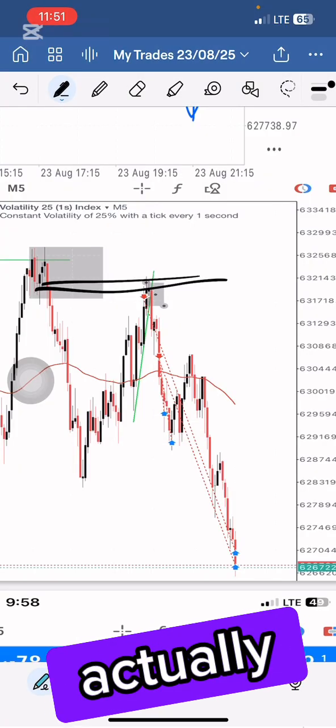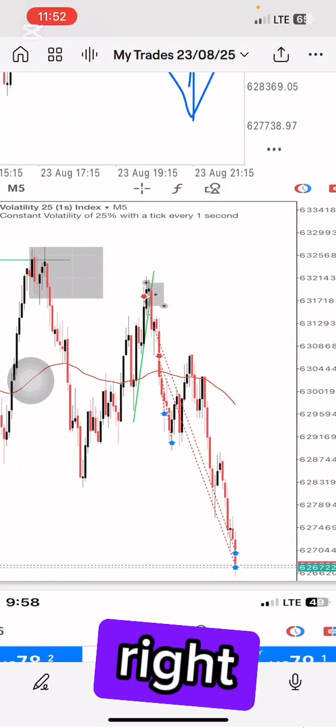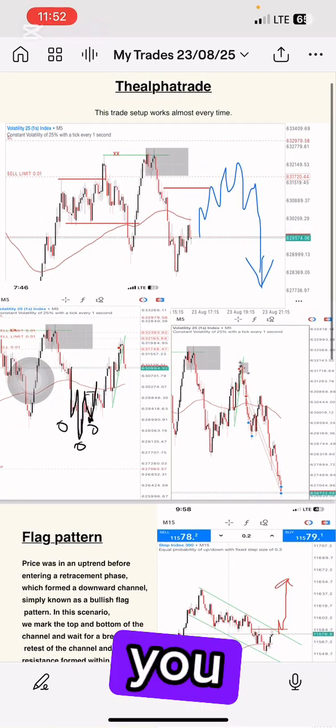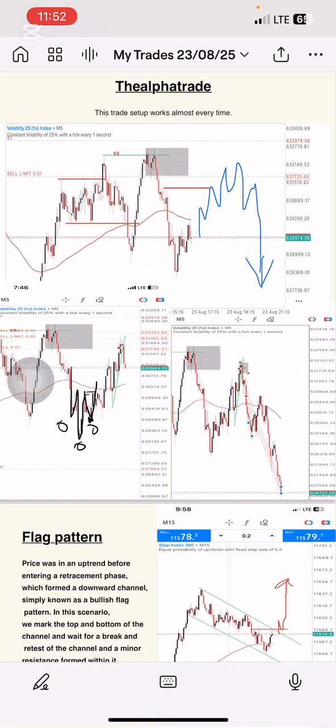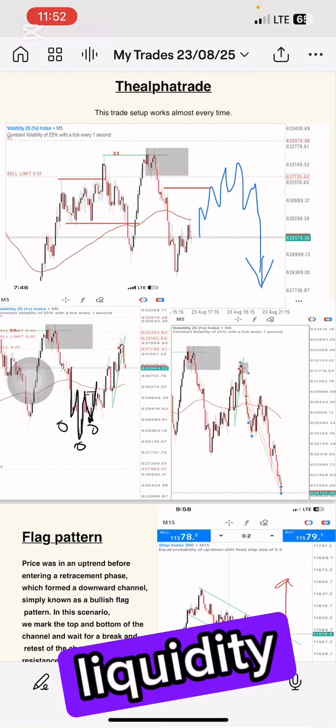Trading is actually 100% knowledge, right? You have to know it. If you don't know it, it will be very difficult for you. That's the one based on liquidity.